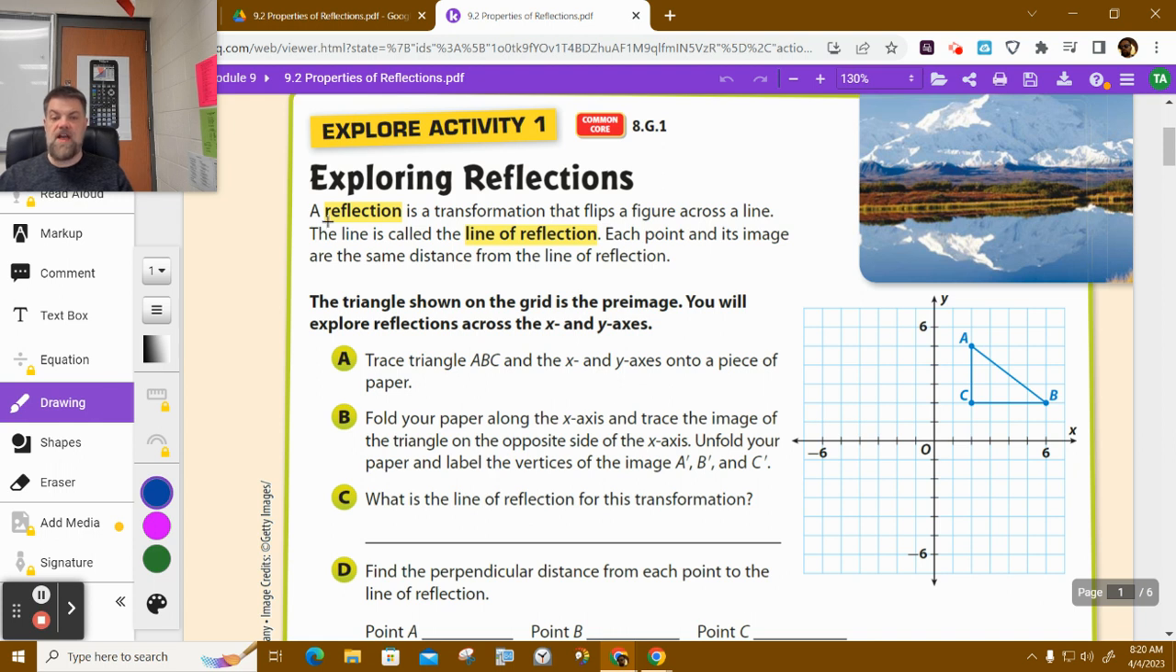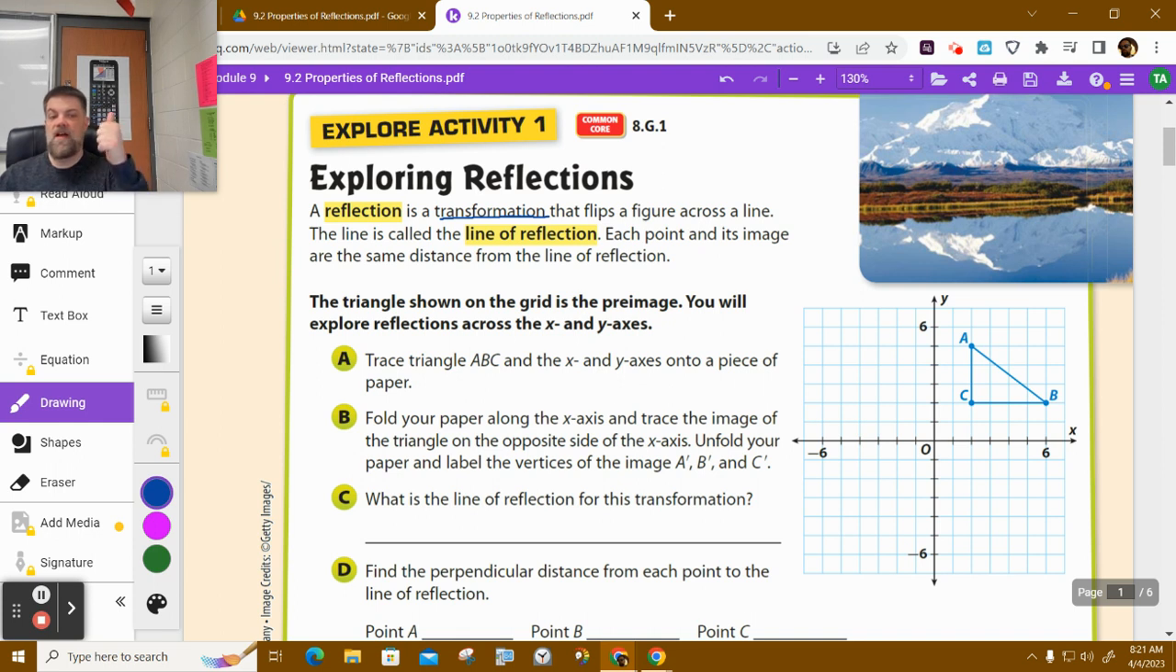Now, these are important, right? So it says a reflection is a transformation. Everything that we're doing is a transformation. The one we did yesterday was translation, which is a type of transformation. Kids always get those two confused because they have transformation, translation. But transformation is the general term for all the things that we're going to learn.